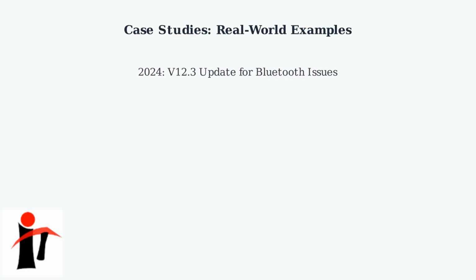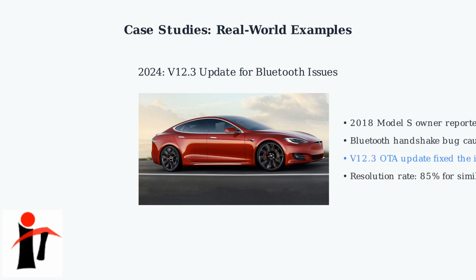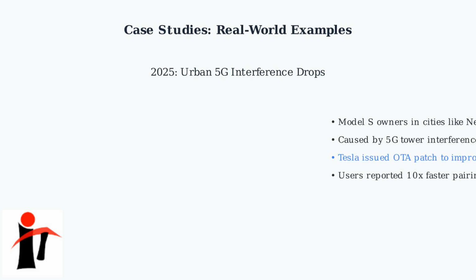Let's examine real-world case studies to understand how Tesla connectivity issues have been resolved. In 2024, a 2018 Model S owner faced persistent Bluetooth pairing failures due to a handshake bug. The V12.3 over-the-air update completely resolved this, achieving an 85% success rate for similar cases without requiring any hardware changes. In 2025, Tesla owners in urban areas like New York City experienced connection drops caused by interference from nearby 5G towers. Tesla quickly addressed this with an over-the-air patch that improved Bluetooth signal handling, resulting in users reporting 10 times faster pairing speeds after the fix.